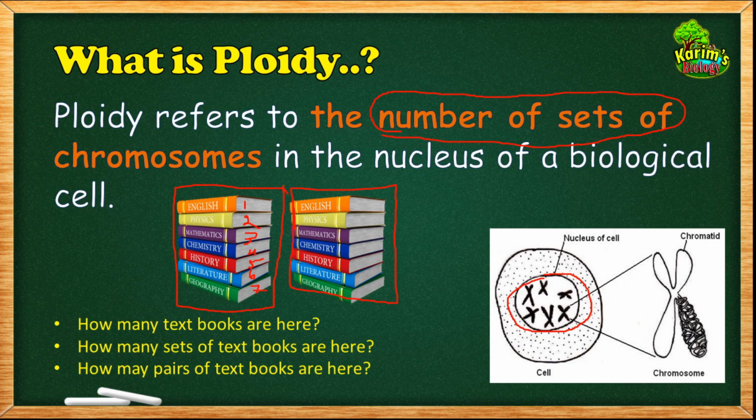Now can you tell me how many different books are there together in both sets? In this set, 7 textbooks. In this set, 7 textbooks. Together, 7 plus 7 makes 14 textbooks. Now how many pairs of textbooks are here? This is the first pair, this is the second pair, mathematics is the third pair, chemistry the fourth, history the fifth, literature the sixth, and geography the seventh pair. So in total there are 7 pairs of textbooks present in the form of 2 sets, and each set consists of 7 individual textbooks. Now it becomes easy for you to understand the logic behind the ploidy of a cell.